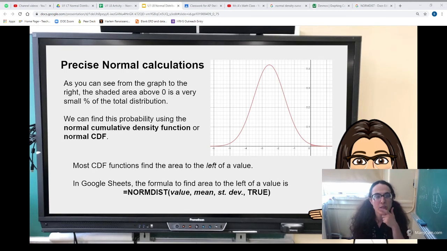So let's look at this. Here's our normal density curve for this situation, with our mean of negative 2.56 and standard deviation of 0.95.